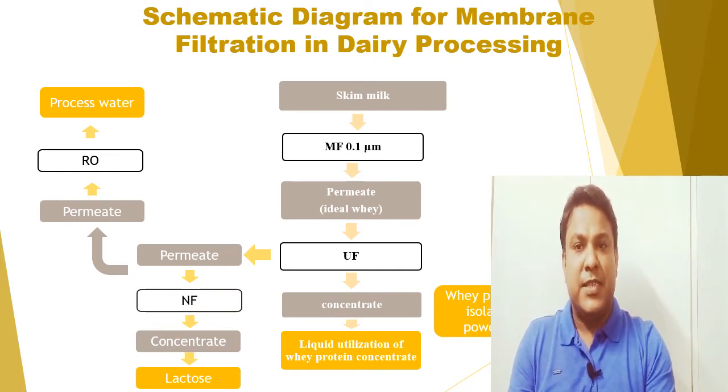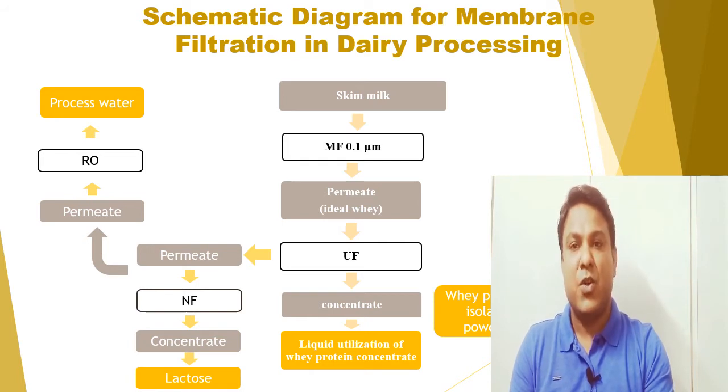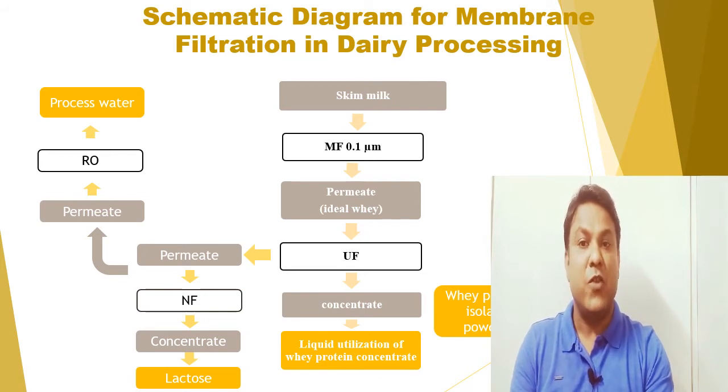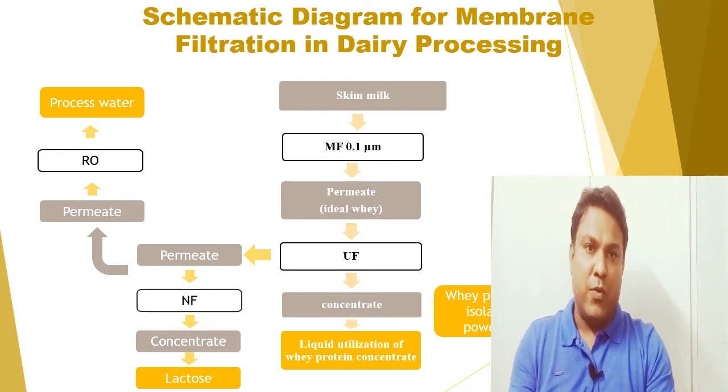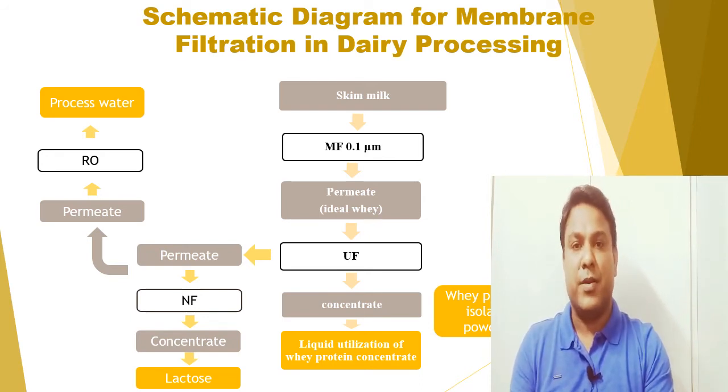After seeing this schematic diagram, we can see that in modern dairy processing, membranes can play a major role in clarification of the milk, increasing the concentration of selected components, as well as the separation of specific valuable components from milk, which we know as a byproduct.